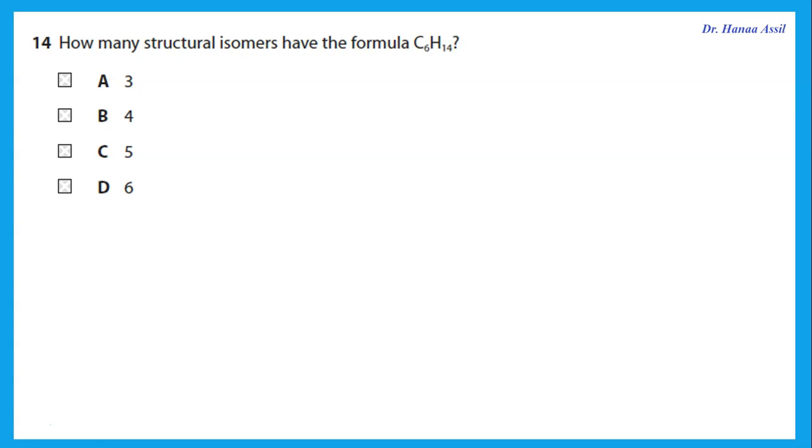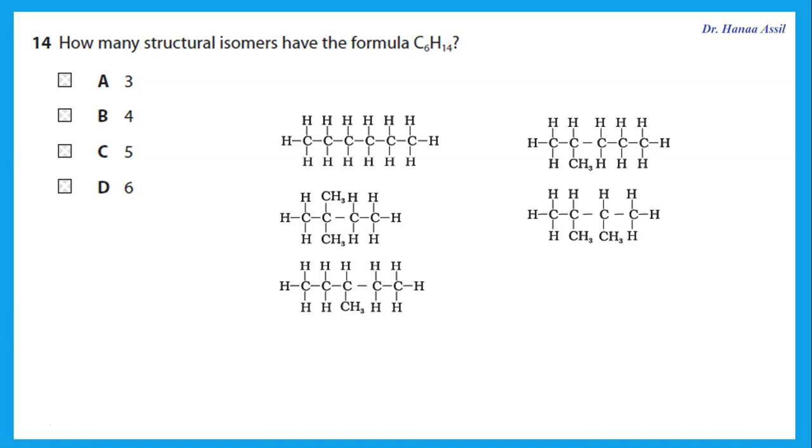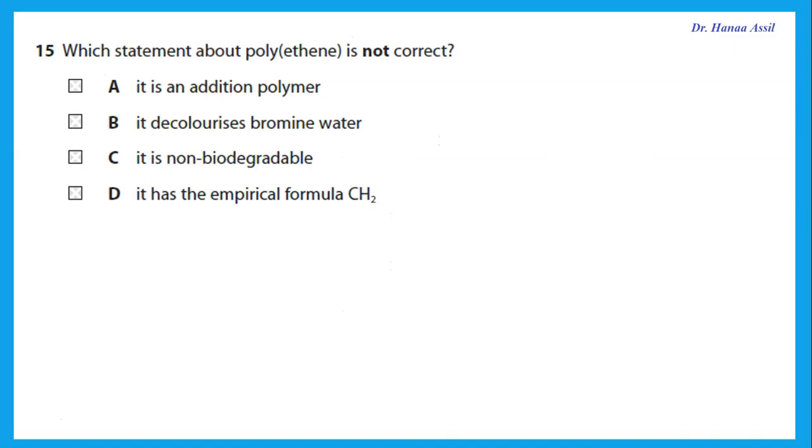How many structural isomers have the formula C6H14? Well, let's see. C6H14 is either a straight chain, or 5 in a chain with 1 branch, or 4 in a chain with 2 branches, either on the same carbon or on different carbons, or 5 in a chain with the methyl in the middle. These are the different isomers that we can draw. So actually C6H14 has 5 isomers.